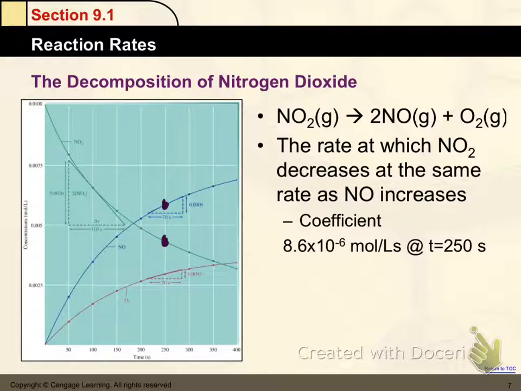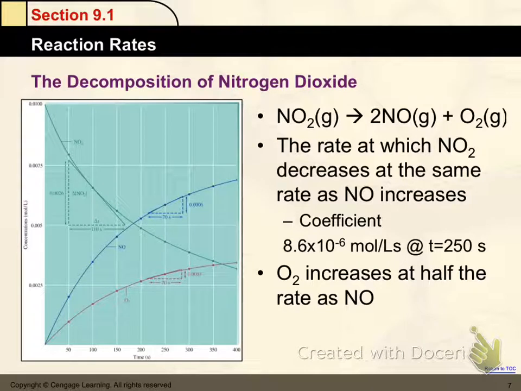And at both of them, you're going to get 8.6 times 10 to the negative 6 moles per liter per second. Okay. Now, obviously, again, the green, the NO2, is going to be negative, the other will be positive, but that's okay. We want to get rid of that negative sign. But what we can see is that they're both equal to each other. Now, you don't even have to do math. This is kind of cool. You don't even have to do math to figure out how much oxygen increases. It's got to be half the rate at which the NO increases.